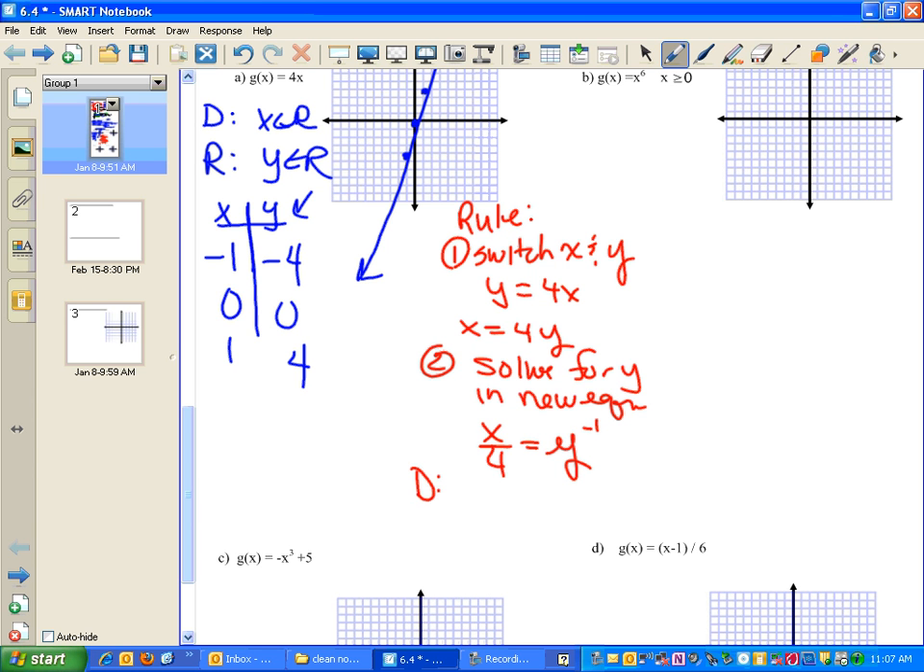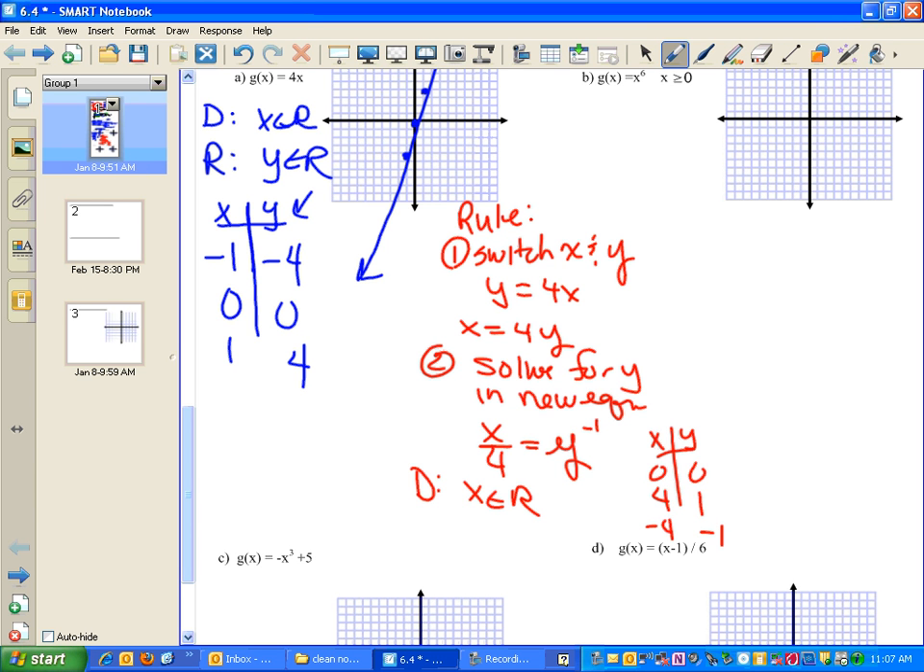What is our domain? For this one, do I have a square root? Do I have a variable in the denominator? So x is an element of the reals. We're going to do a little chart. I'm going to use 0. If x is 0, what do I get? I'm going to use, because I don't like fractions, 4. If x is 4, what do I get? And we'll do -4. If x is -4, what do I get?